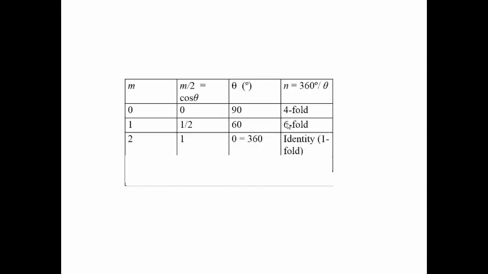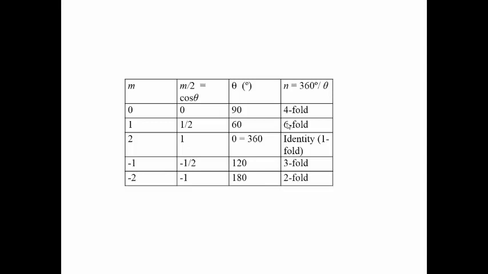If m is equal to 2, m over 2 is going to be 1, theta is going to be equal to 0, or 360, or multiples of that, and we come up with 360 divided by 360, we get 1, so we have a one-fold, or the identity. We have m equal to minus 1. M over 2 is going to be minus a half. We've seen this before. Theta is going to be equal to 120, and we have a threefold. And finally, our last one is going to be minus 2 for m. M over 2 is minus 1. Theta is equal to 180, and n is equal to twofold.